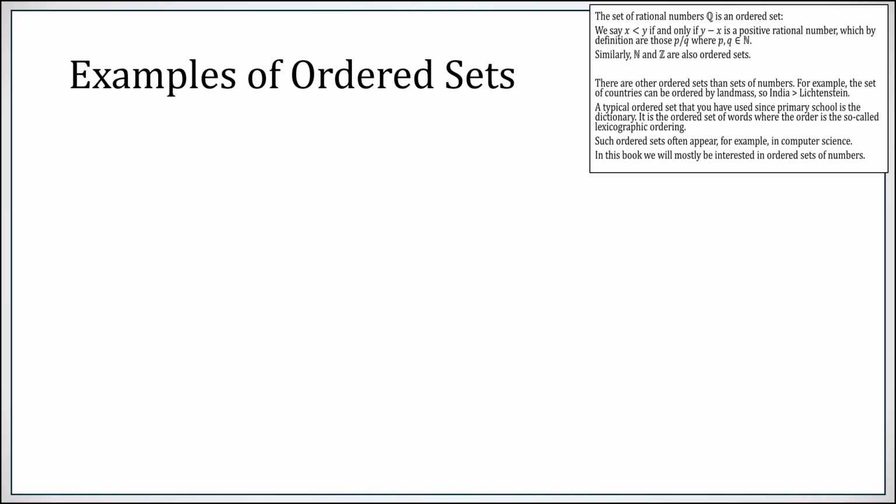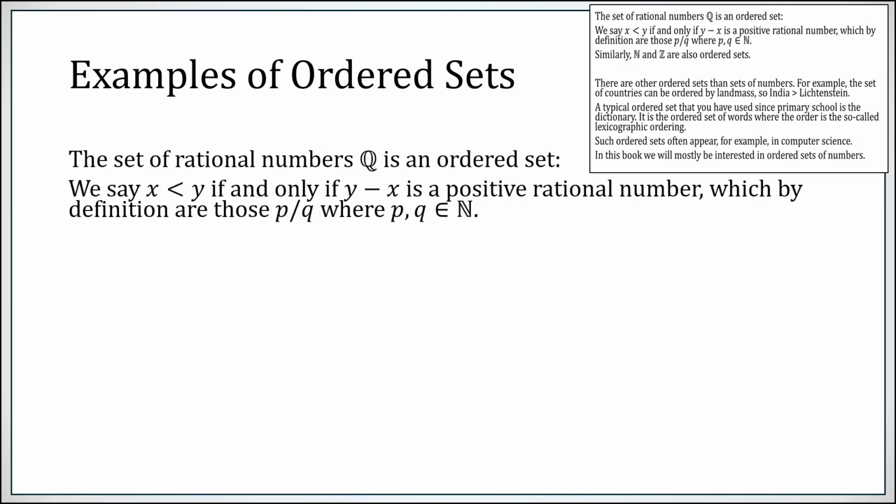So what are some examples of ordered sets? Now, the rational numbers, Q, that's an ordered set. We say that one rational number x is less than y if and only if y minus x is a positive rational number. And by definition, positive rational numbers are those p over q, where p and q are both natural numbers. Similarly, the natural numbers and the integers can be ordered in the typical way.